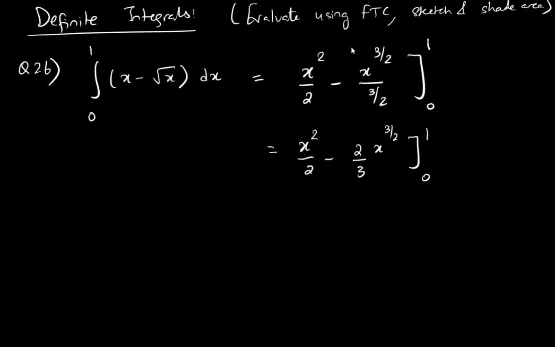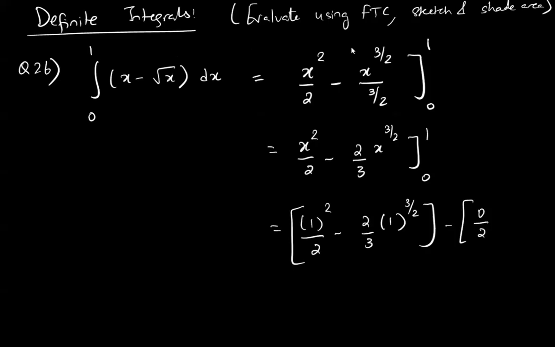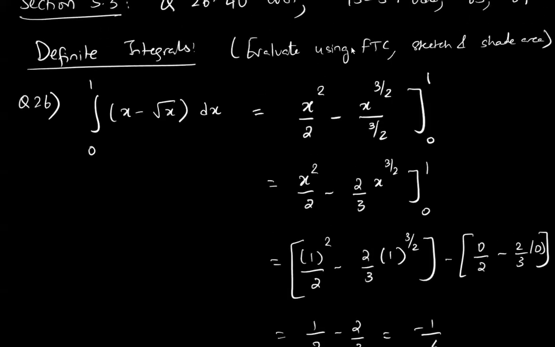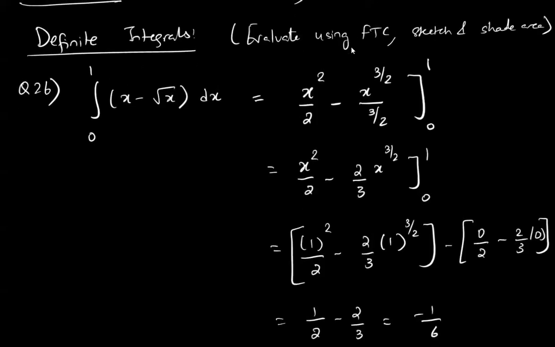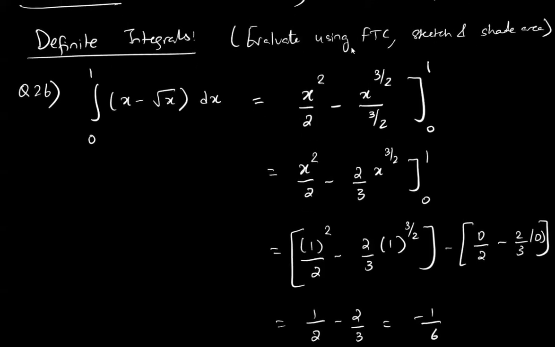So then I substitute my upper limit, which is 1, minus the lower limit, like this. So this becomes 1 half minus 2/3. Okay, so that is 3 minus 4, negative 1/6. That is my answer. Now, this is how you evaluate using the fundamental theorem of calculus, and then you can sketch and shade, right?